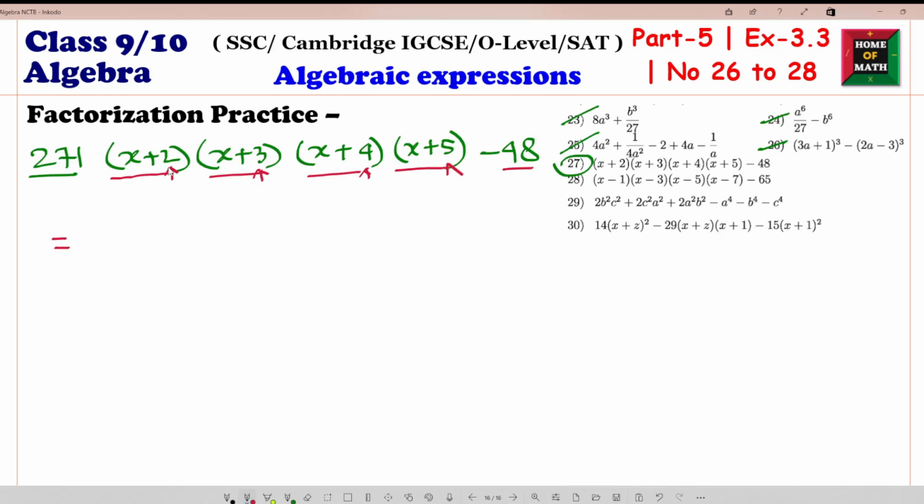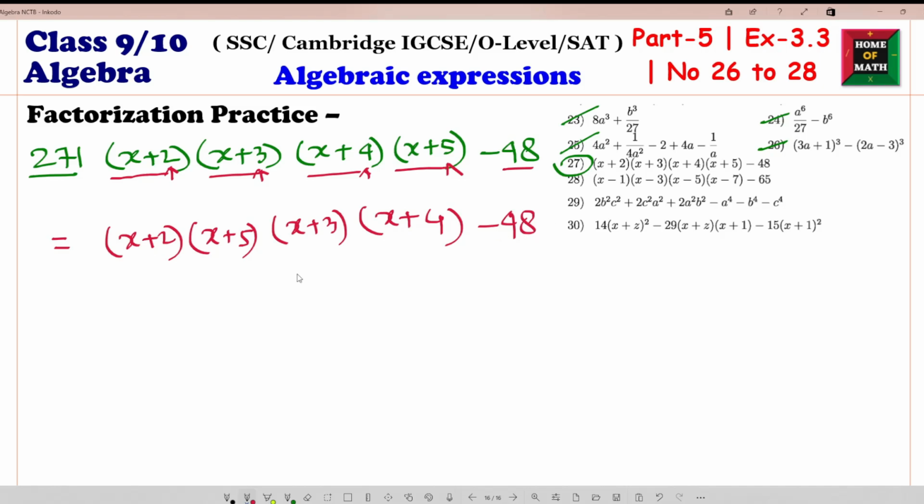Like here is 2 and here is 5. So we can make (x plus 2) times (x plus 5). Why? I will let you know a few moments later. (x plus 3), then (x plus 4), minus 48.